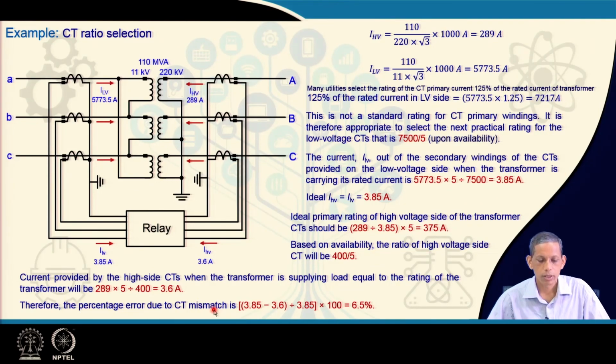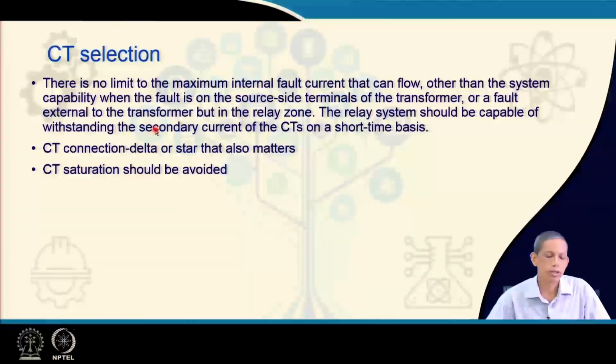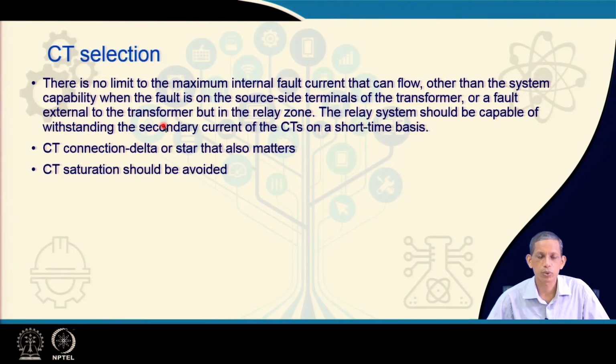Now, further going to the CT selections: for the maximum internal fault current level, the CT should be able to sustain that level of current for the momentary fault duration. We must also consider the secondary side of the CT, where the relay and terminals will be connected. They must be compatible with that large amount of current in the system.